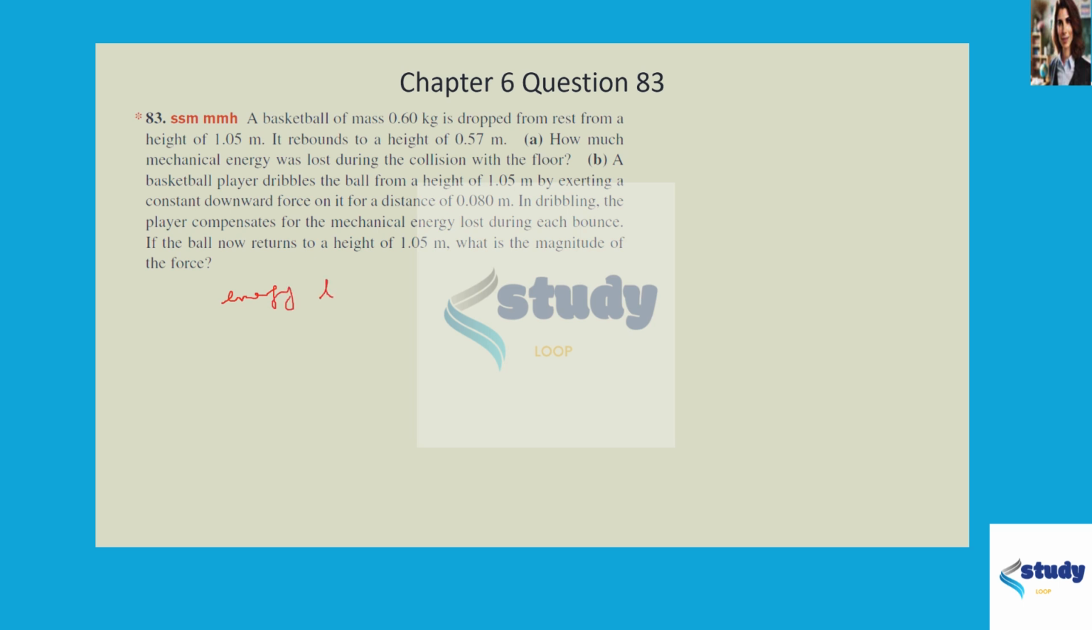So the energy which is lost is equal to the initial potential energy minus the final potential energy, which is mgh_i minus mgh_f, or you can say mg times (h_i minus h_f). Putting the numbers in their right places, 0.6 kilograms is the mass, times 9.8, and then the initial height was 1.05 minus the final height, 0.57. Multiplying out those numbers gives the amount of work done as 2.82 joules.